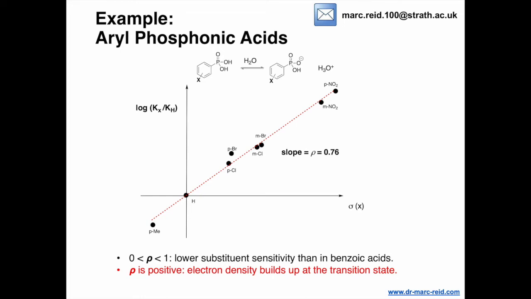The fact that phosphonic acid deprotonation is less substituent sensitive than benzoic acids can be rationalised by involvement of the third row phosphorus atom, which has a longer bond to the aryl ring with reduced coplanarity than for the carboxyl group in benzoic acids.